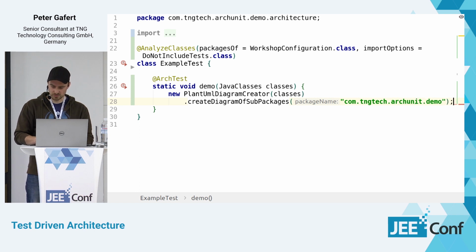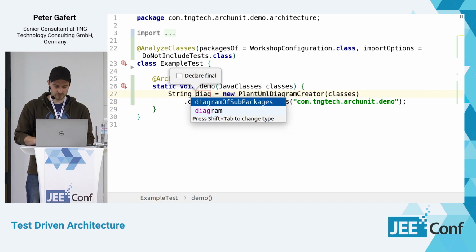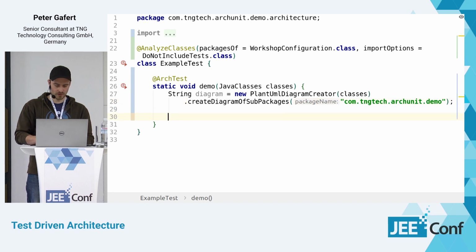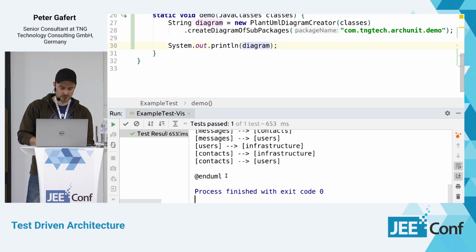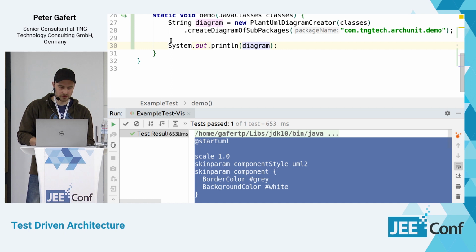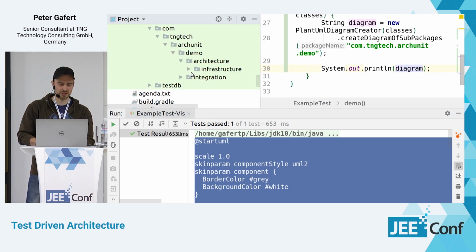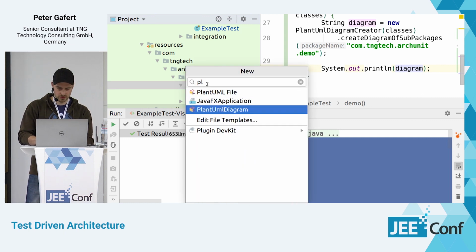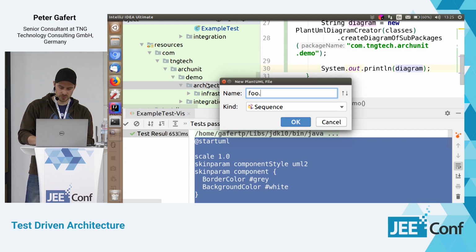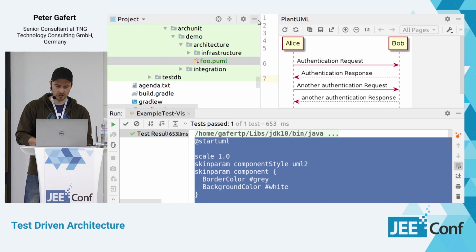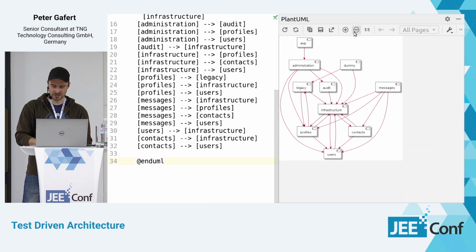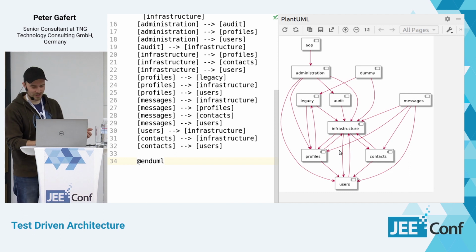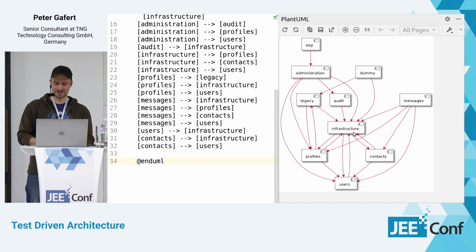But we could say we want to create a diagram of the sub-packages of demo. And then check that out. So, for example, let's just drop this in a PlantUML file and we'll have some nice diagram. So how does this look? Pretty much like this. So this is our structure. It doesn't look too nice either. In particular, this here was probably not as intended.